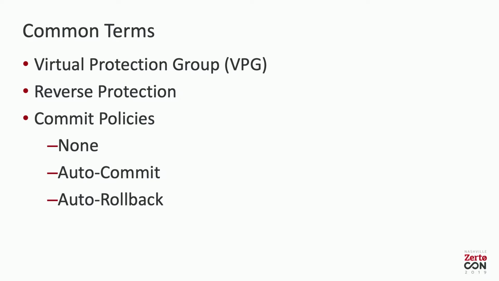It's pretty self-explanatory. We fail over to one side. Your data starts living over there. We replicate it back to the original source. Make sense? Cool. All right, now this one's a big one, the commit policy.